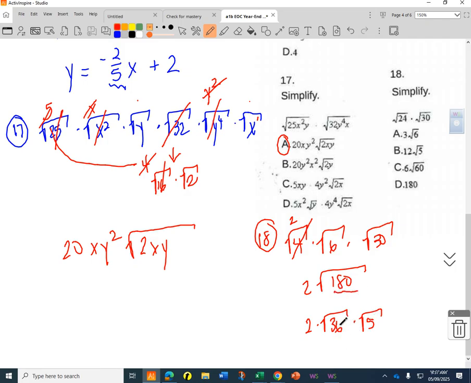So what's the square root of 36? There's not anything else that comes out of there. So 2 times 6 is 12, square root of 5. And so the answer choice should be B. Any other questions on that one? Those two? Okay.